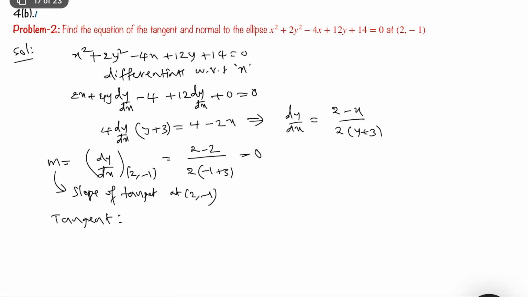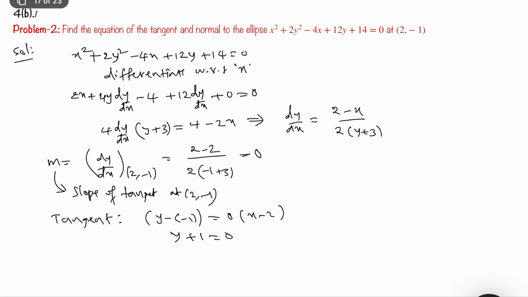The tangent is the line passing through (2, -1) having slope 0, so you will write y minus (-1) equal to 0 times (x - 2), that implies y + 1 = 0, which is the horizontal line.